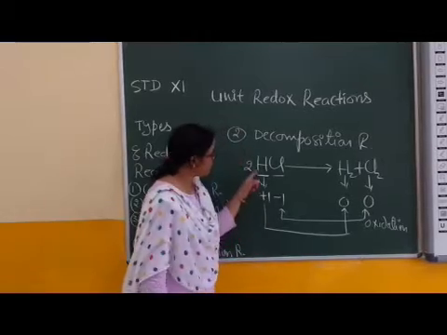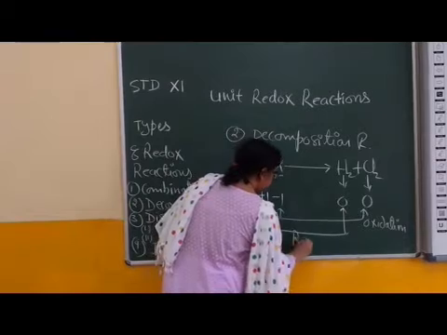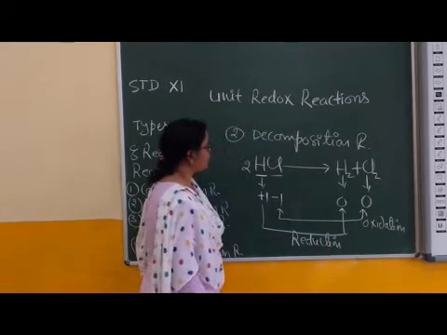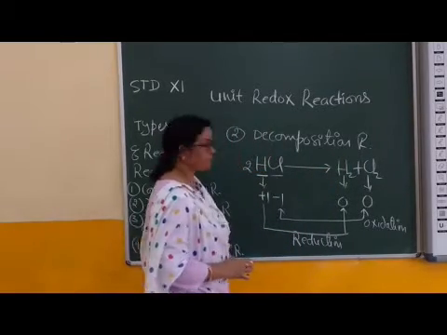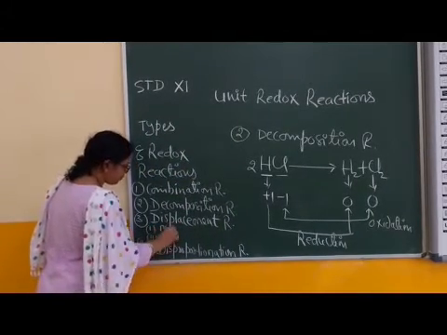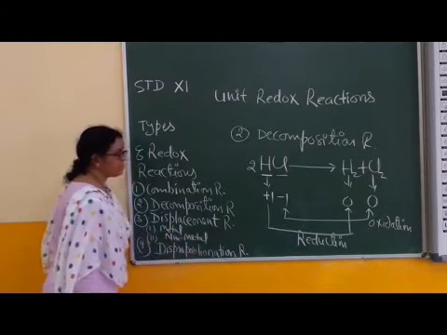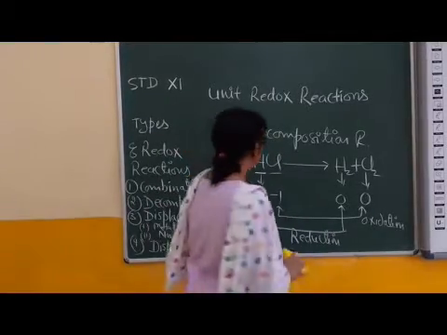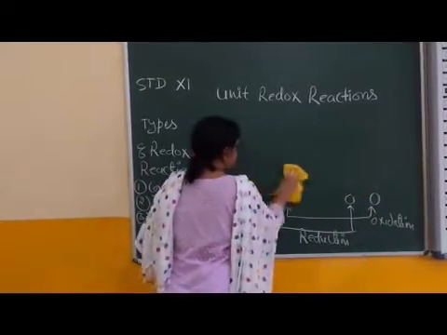And which one is reduced? Hydrogen, from +1 to 0. And the combined form is decomposition redox reaction. Third type is displacement: displacement of metal and displacement of non-metal. You know the meaning of displacement? One element is displaced by another element. But here is displacement of metal and non-metal in two different reactions.